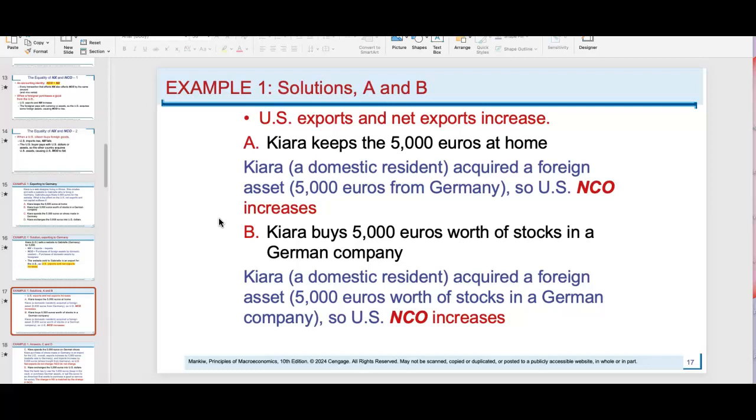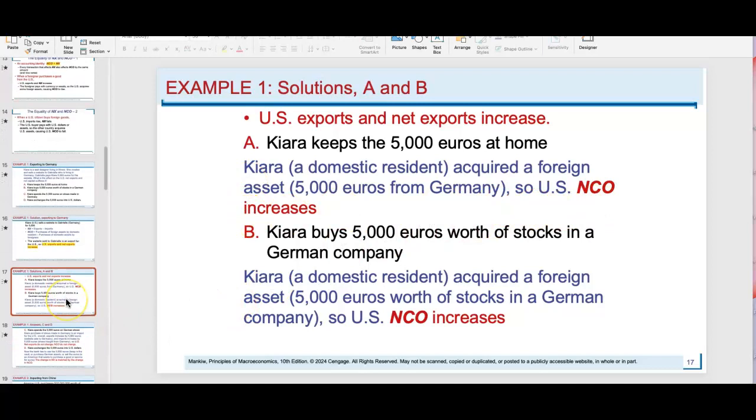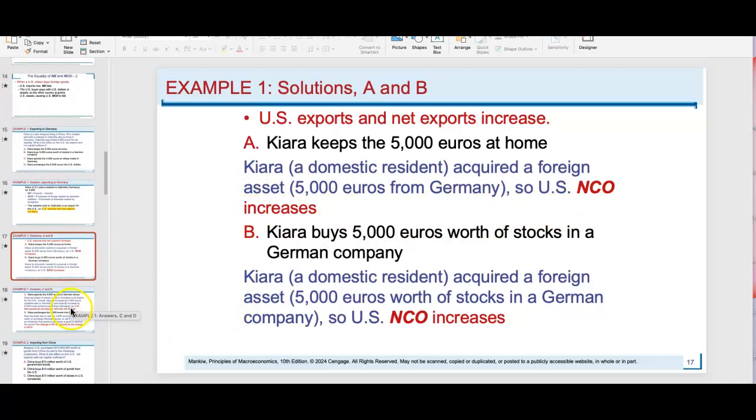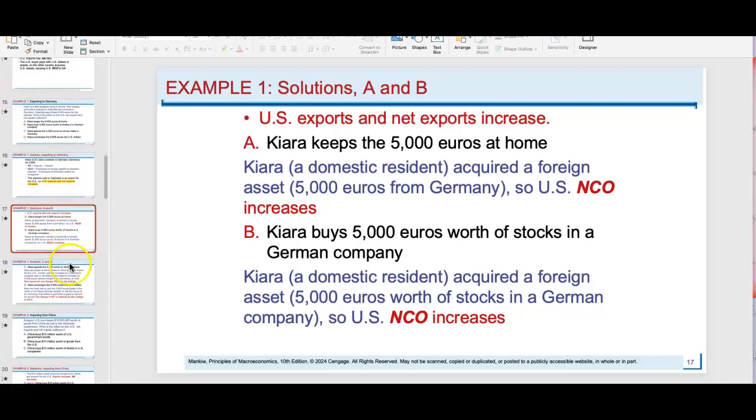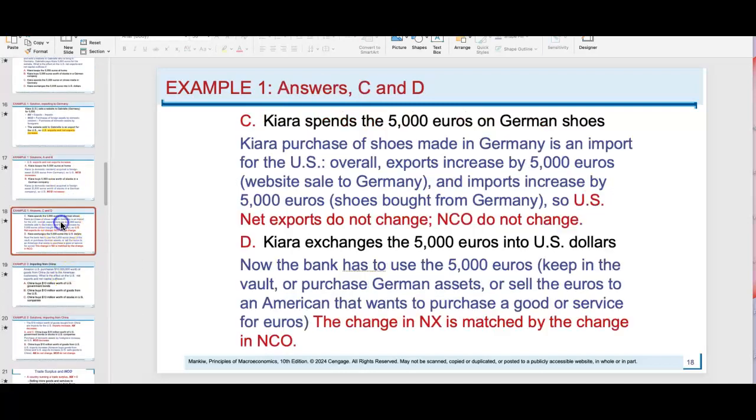If she buys 5,000 euros worth of stocks in a German company, right? So now she is using those 5,000 euros to acquire a foreign asset. Whether it's currency or a stock makes no difference. She acquired 5,000 euros in a foreign asset, so net capital outflow increases anyway. So it doesn't make any difference whether you keep the money at home or buy stocks in a German company. In those two scenarios, net capital outflow increases by those 5,000 in the same way the net exports have increased. So remember these examples for getting through the examples in the homework.